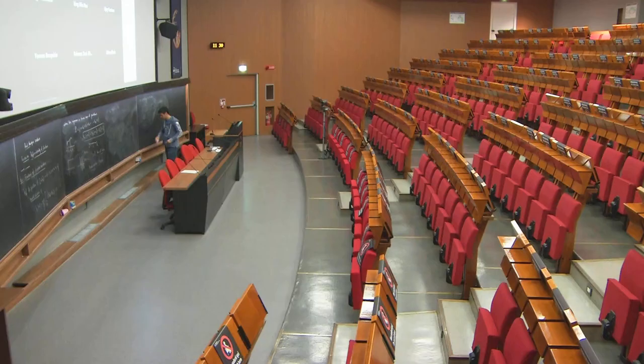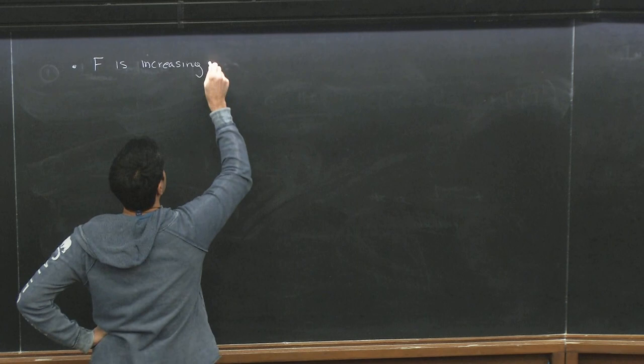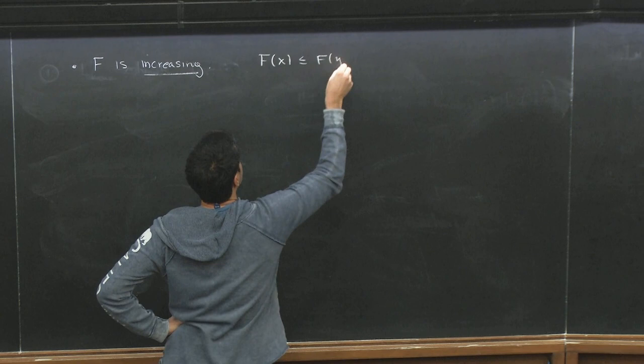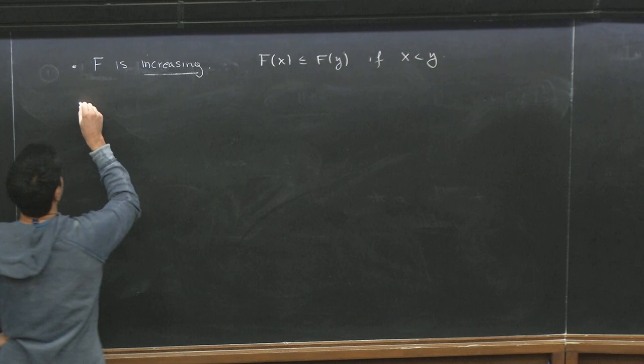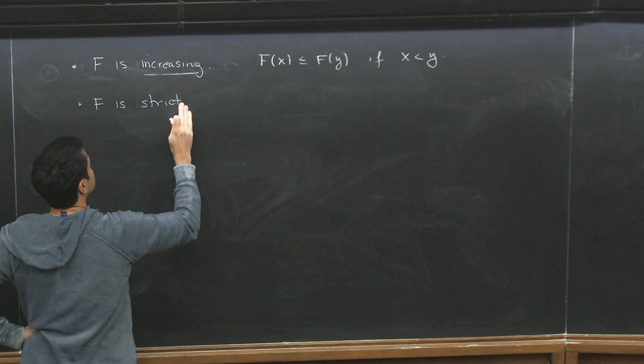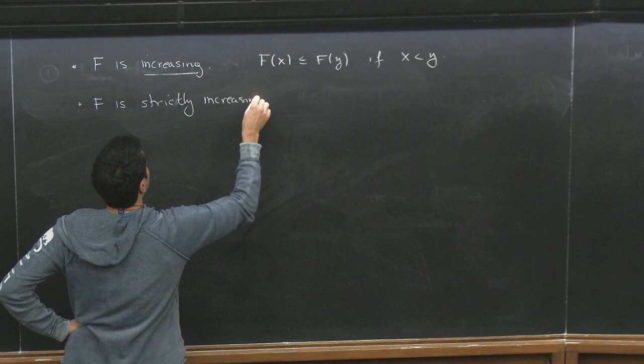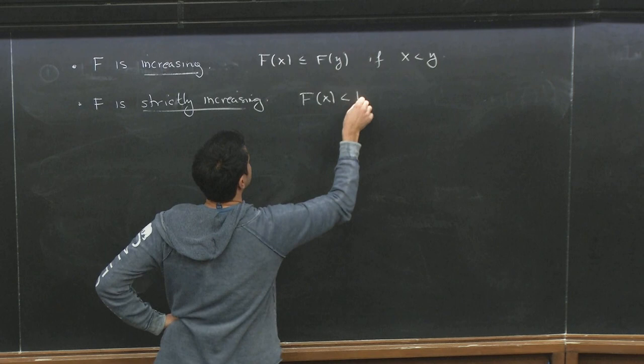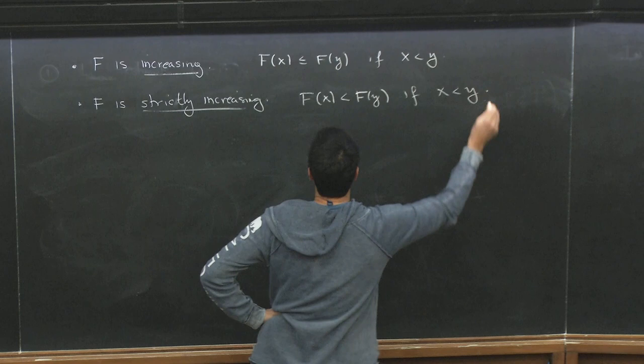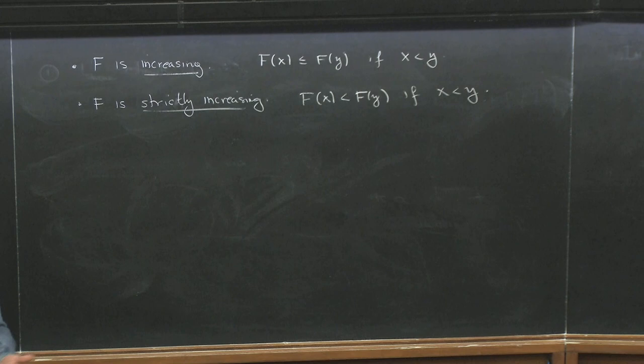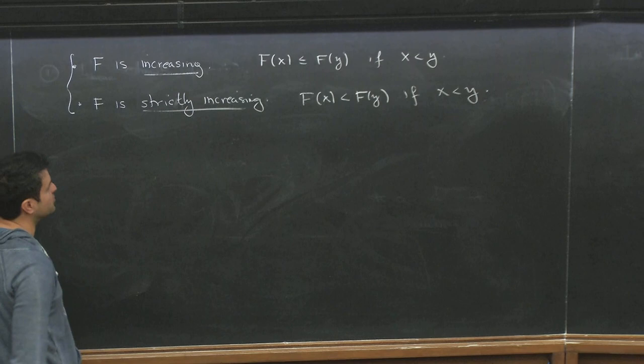So for the class today, let me say that a function f defined in this interval AB is going to be increasing today when f of x is less than or equal to f of y for x less than y. And whenever I want to emphasize, I will say that it's strictly increasing when I want to have strict inequality, so f of x is strictly less than f of y. So when I say increasing today, it's the same thing as I was saying before, maybe non-decreasing. Let's agree on this today.